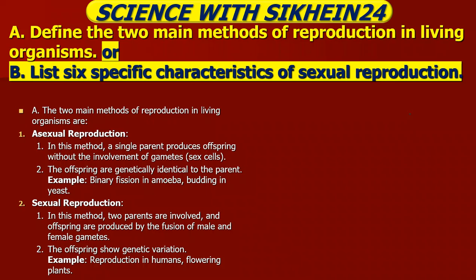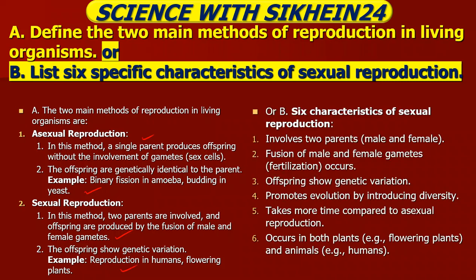Asexual reproduction: in this method, a single parent produces offspring without the involvement of gametes. That is, gametes is what? Sex cell. The offspring are genetically identical to the parent. Example, binary fission in amoeba, budding in yeast, right? Next, sexual reproduction. In this method, two parents are involved and the offspring are produced by the fusion of male and female gametes. The offspring show genetic variation. Example, reproduction in humans, flowering plants. That was the answer of A.